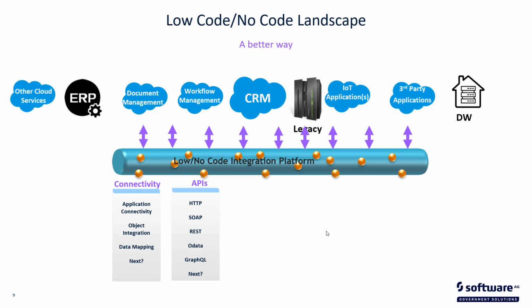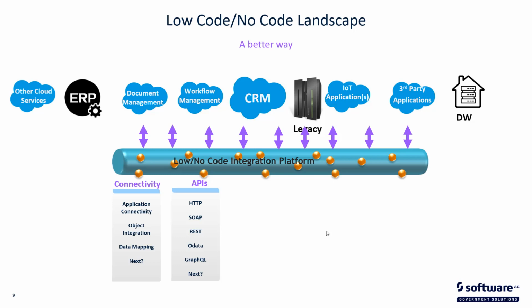And APIs are constantly changing. We had HTTP, then moved on to SOAP. With the advent of smartphone applications, REST became popular. Now we're seeing a move to OData and GraphQL. By having that low-code, no-code integration platform, I can adapt to those changes and I can handle whatever comes next without having to recode anything.